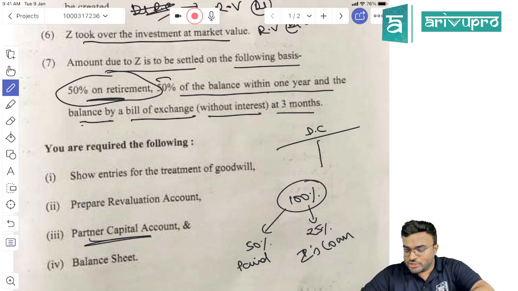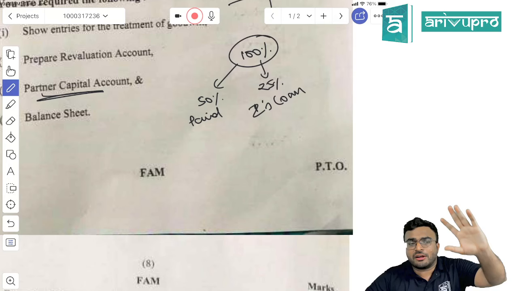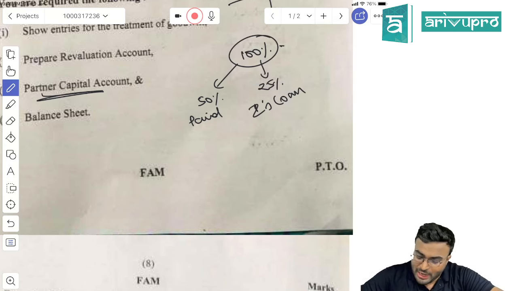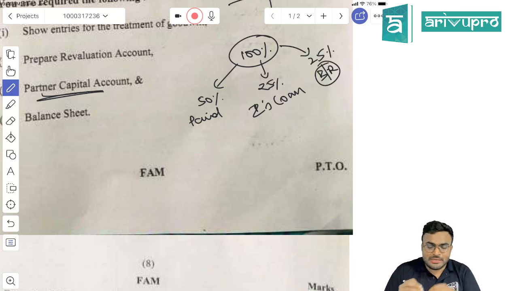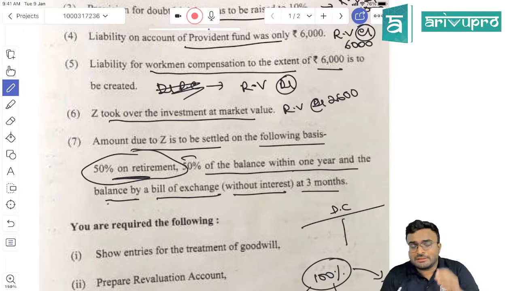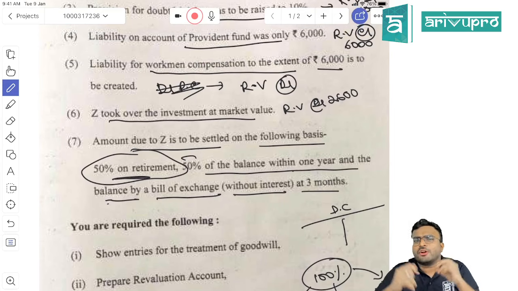So what is the situation now? What do we have in this case? We got 50% money. 25% we are not getting. We'll get it in future only. And the remaining 25% you're going to take as bills receivable in the balance sheet. Did you understand this? When you enter all the things into the partner's capital account, Z's account you're going to close.